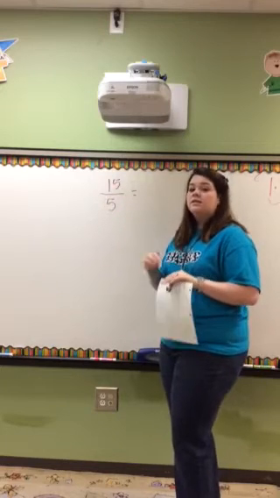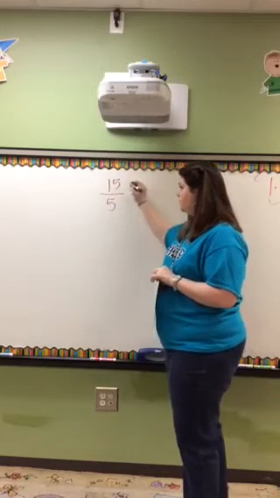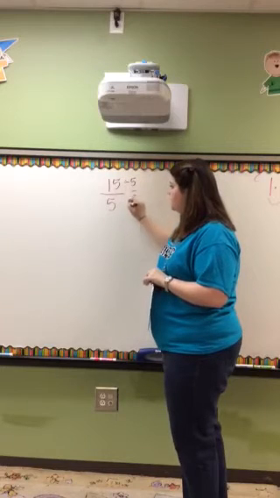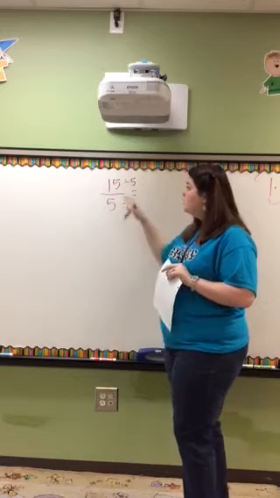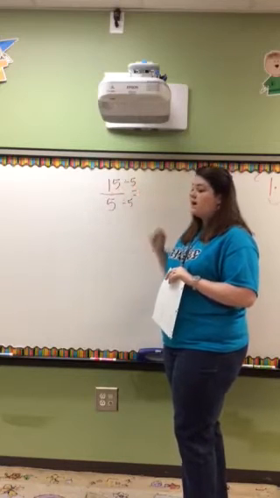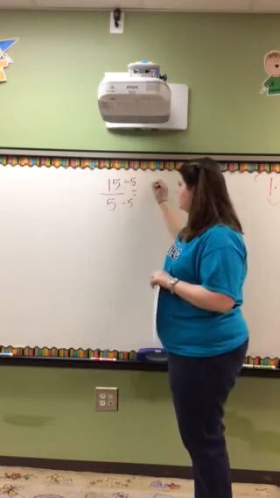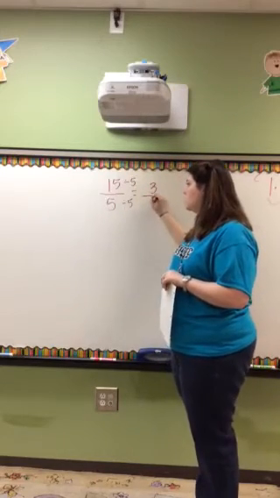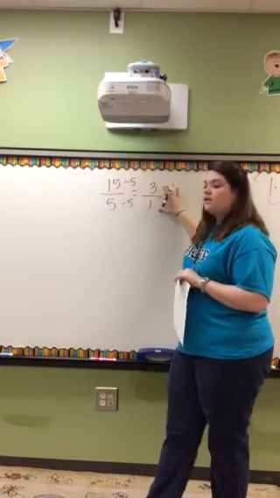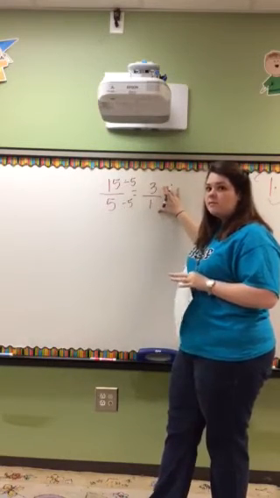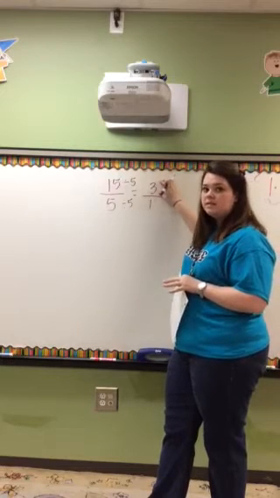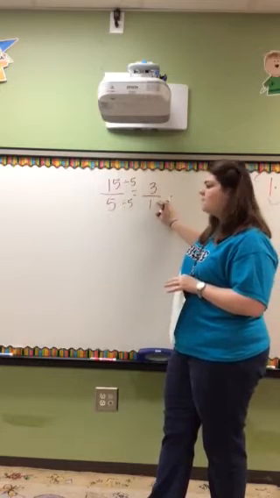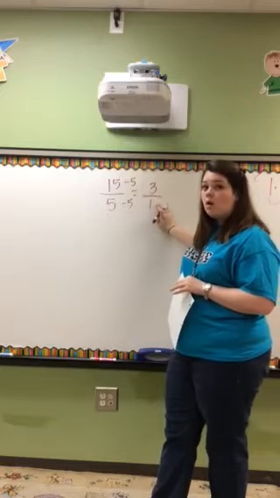So first, let me simplify the fraction. 15 divided by 5 and 5 divided by 5. 15 divided by 5 is 3. And 5 divided by 5 is 1. Okay? Well, this fraction, which is still improper, is telling me that I have 3 pieces, and each of my pieces is representing one whole.